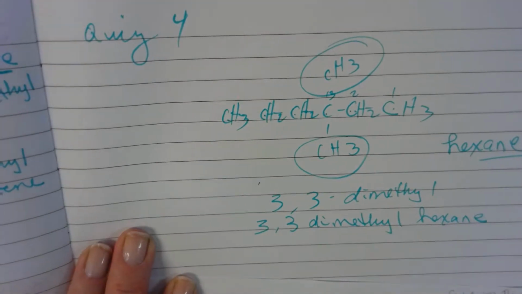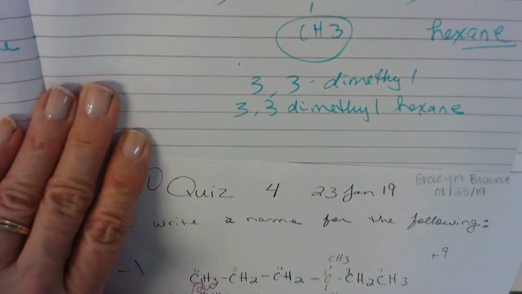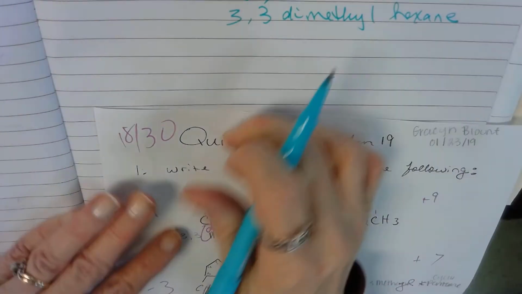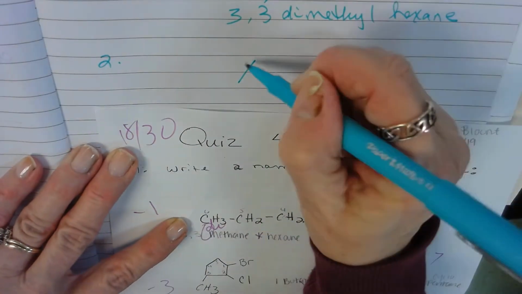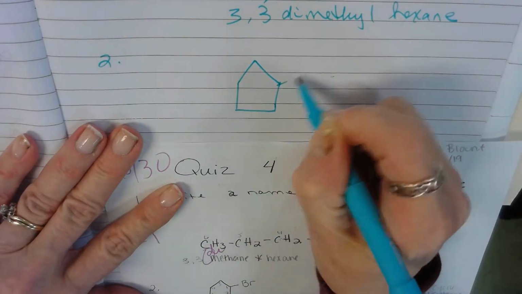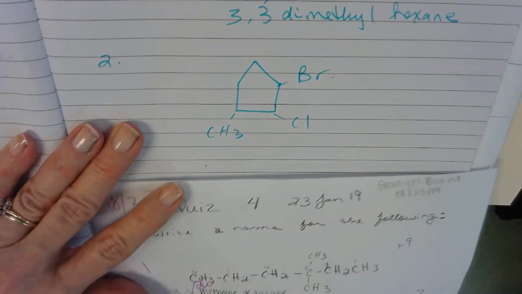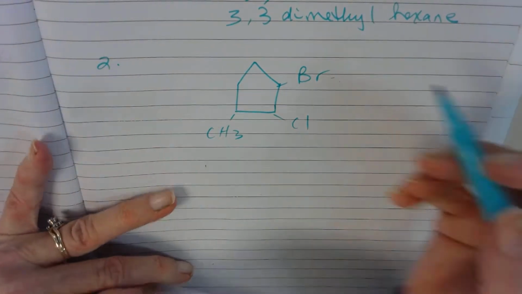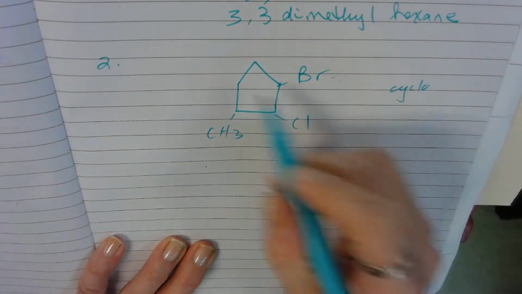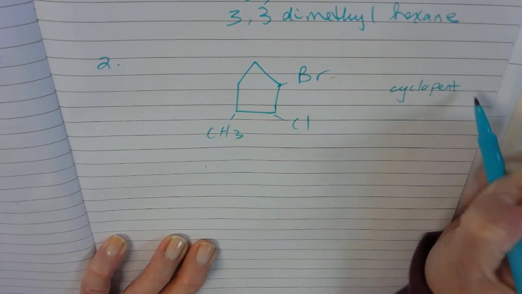So if 2 substituents are the same, do you use di? I counted 5. What if they're different? Then, yeah, you'd have to give them separate names. Like this one right here for number 2. Okay, number 2, you were given this structure. You had bromine, chlorine, and a methyl. Okay, so you're going to call it cyclo because it's in a cycle. Had to have that. Pentane because all single bonds. You got 5 of them. So pent is from the 5.